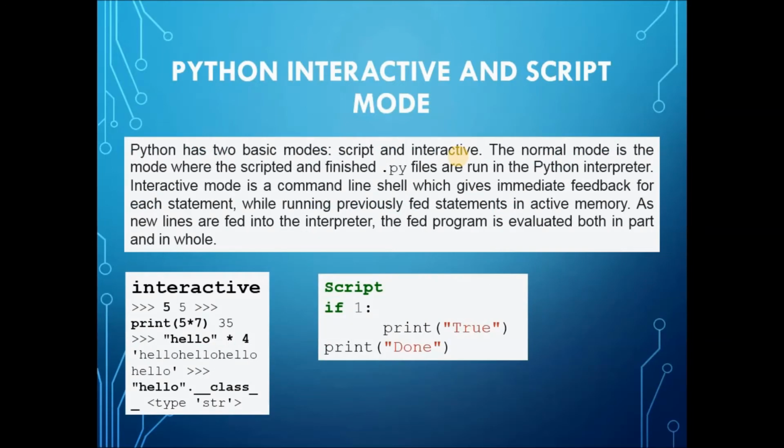So, Python interactive and script mode. In Python there are two types of modes. One is interactive mode and one is script mode. In script mode you can write the entire program at the same time, save it, and run that program. And in interactive mode you can run the program line by line. I can show you this practically.